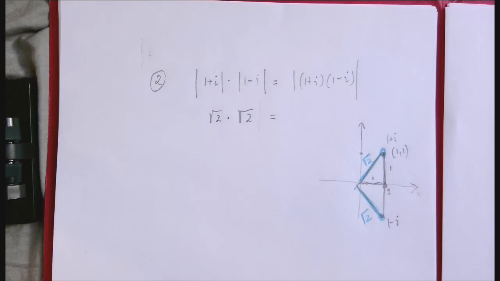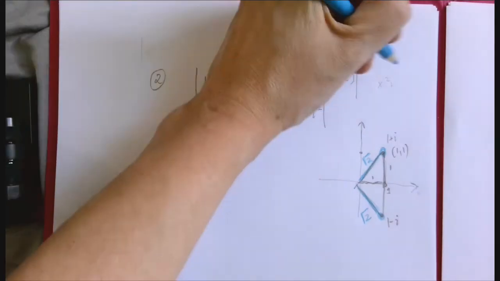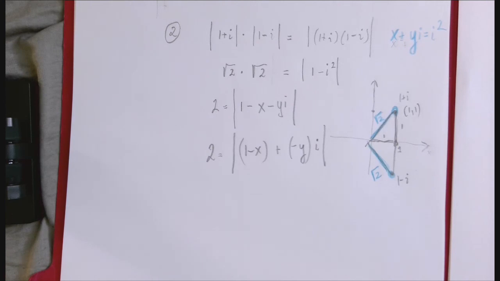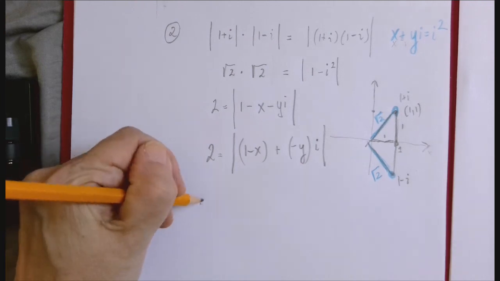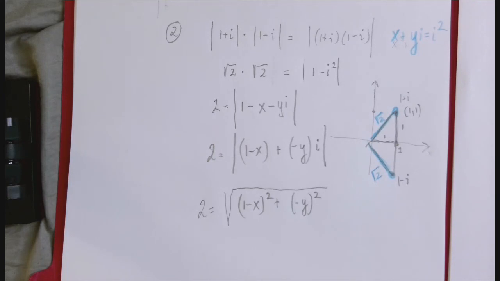On the right-hand side, two terms cancel out each other, and we're left with 1 minus i squared. i squared is still x plus yi. And therefore, 1 minus i squared is a complex number with real part 1 minus x and imaginary part minus y times i. And when we take the absolute value of that, that is again by the Pythagorean theorem. So it's basically the square root of (1 minus x) squared plus (negative y) squared.